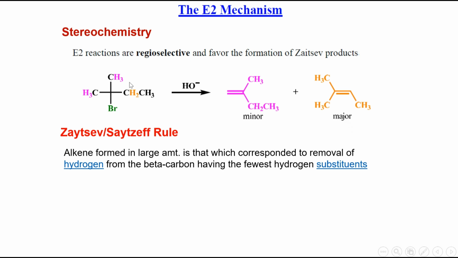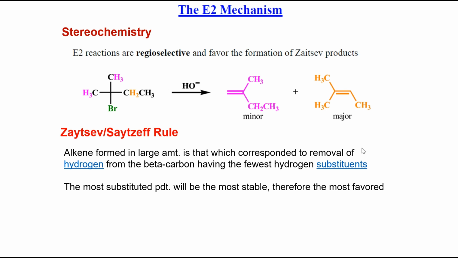This carbon has two hydrogens and this carbon has three hydrogens. Removal of hydrogens occurs more easily from the carbon having the lowest hydrogen substituents. It has two, it is having the lowest. It is having three. That's why the major product is the trisubstituted product. Why is this trisubstituted product formed in more quantity? Why has this become the major product?